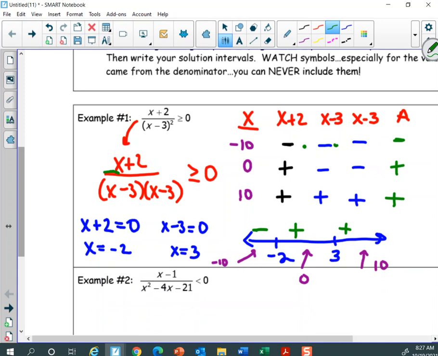It's kind of like the double root thing, and how with a double root we would have behavior on either side that would be the same. I don't know if you remember that. That's what happens here when we have this x minus 3 quantity squared. We get the same behavior on either side of the 3.